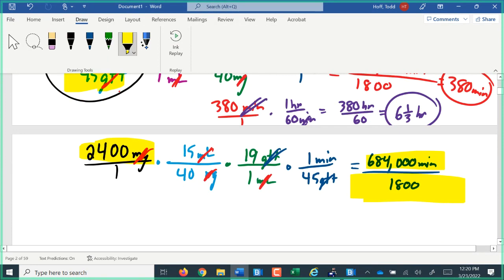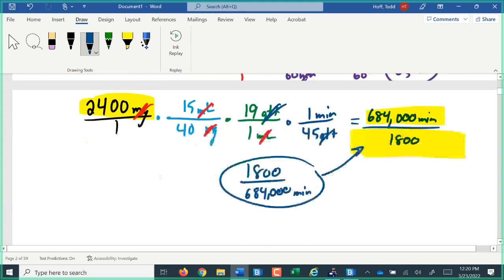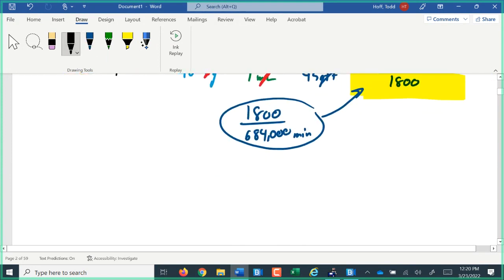So if we had come up with an answer like 1,800 over 684,000 minutes, no, that is equivalent to this. So we could have just flipped it over and divided it out then. We'll do more with those reverse calculations over the next several classes.